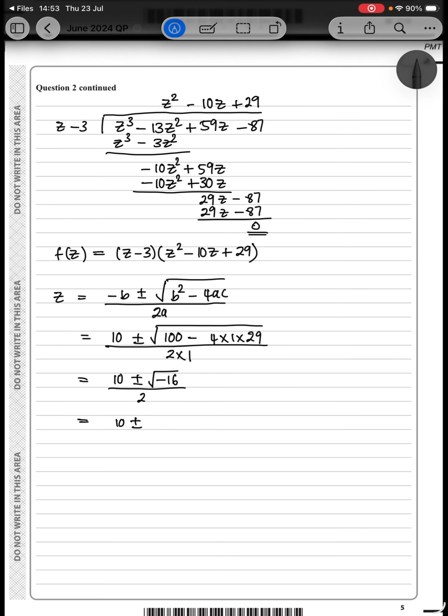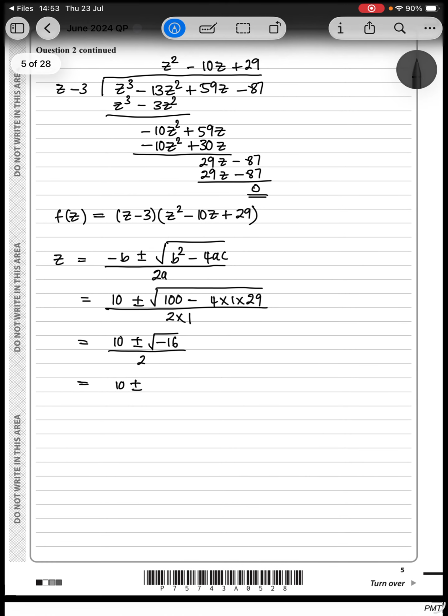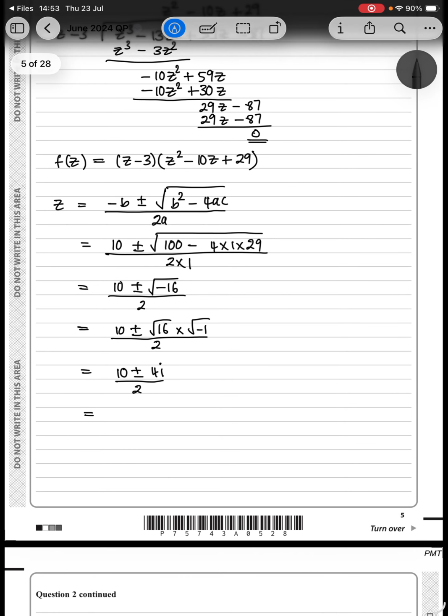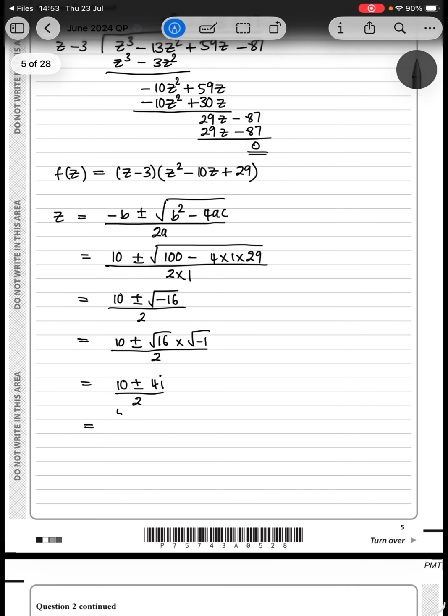So we can simplify this to 10 plus or minus the square root of minus 16, which can be written as the square root of 16 times the square root of minus 1, divided by 2. And we know that the square root of 16 is 4 and the square root of minus 1 is represented by i. So it's 4i divided by 2.